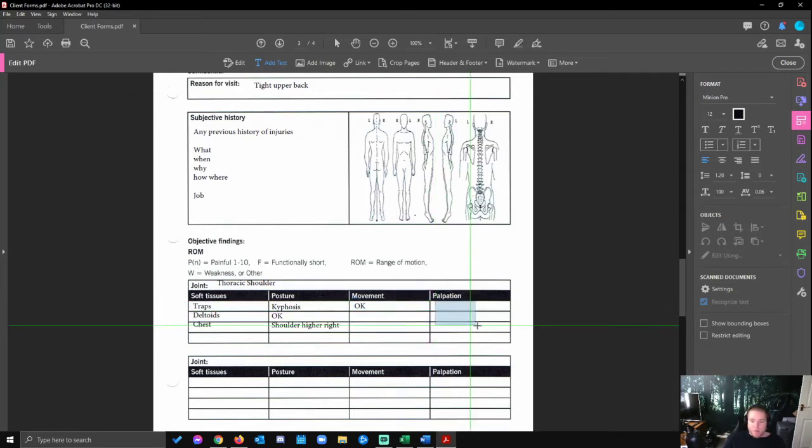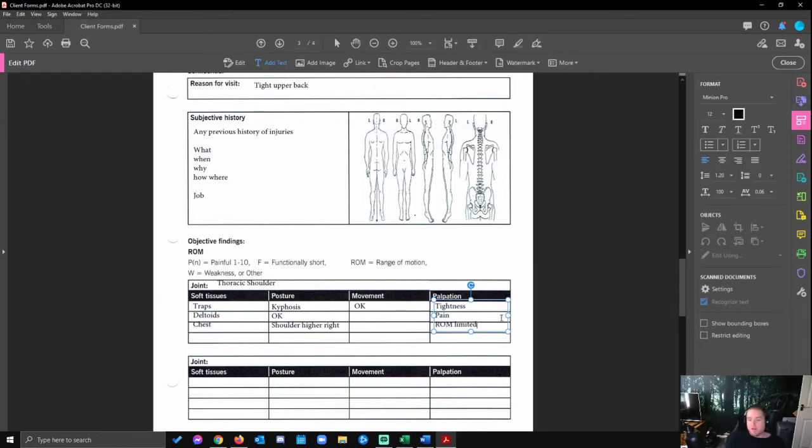The final part now is the palpation. This is your opportunity to feel around the area. What we're looking for is tightness. Is there pain in the area? Is the range of movement limited? If there's tightness, you can just write where the tightness was. So traps tight left side. Pain was a shooting pain on the right hand side.